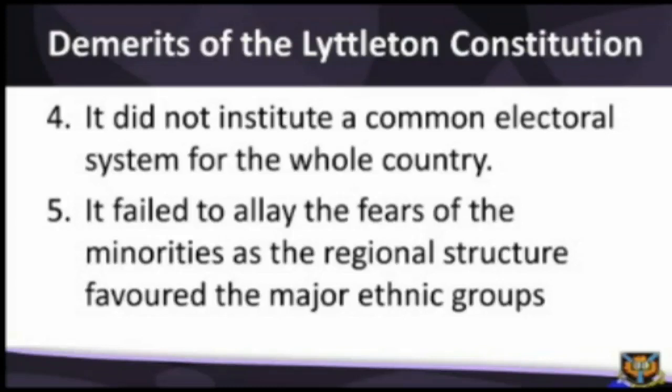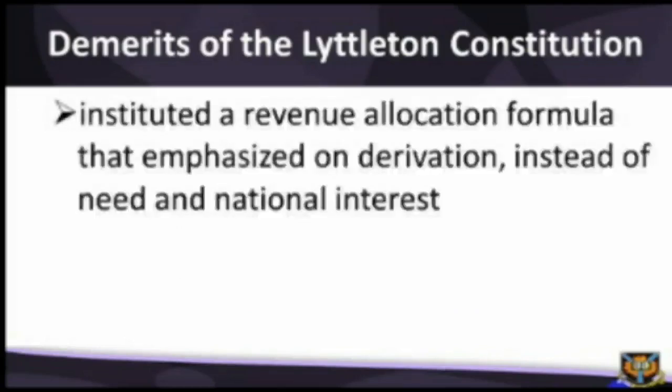Furthermore, it failed to allay the fears of the minorities, as the regional structure favored the major ethnic groups. Thus, there was agitation for more regions. The Constitution, in addition, instituted a revenue allocation formula that emphasized derivation instead of need and national interest. Thus, the regional structure established by the Constitution encouraged regionalism, ethnicity, and national disunity.